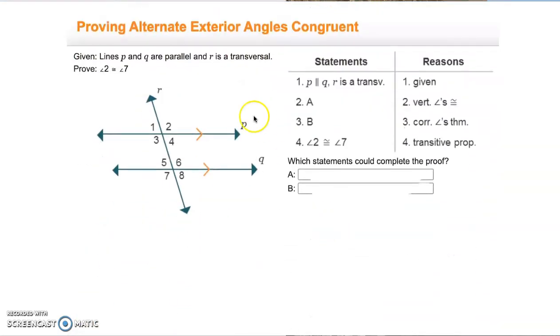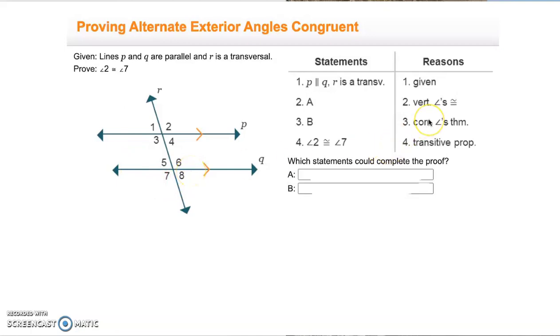All right, here's a proof. Let's walk through this. So we're given P and Q are parallel, and R is a transversal, and we want to prove angle 2 is congruent to angle 7. We want to prove our alternate exterior angles. Well, we're given this, we know that, then we're going to say our reason is vertical angles. So which statement says vertical angles?